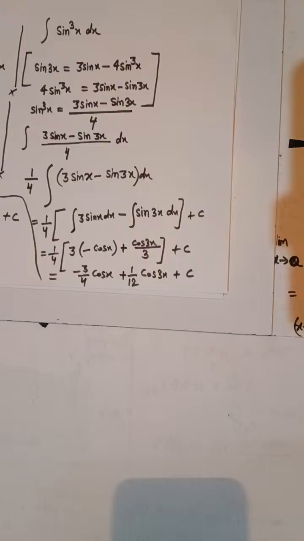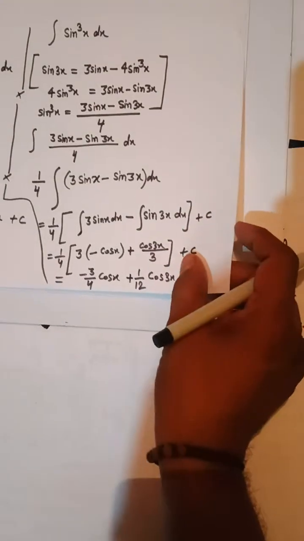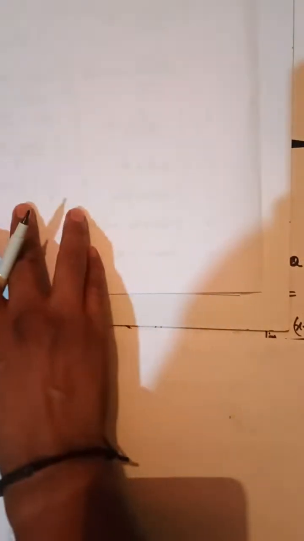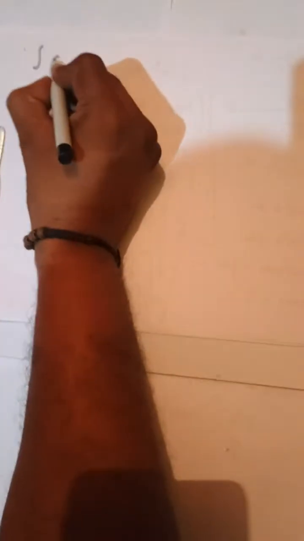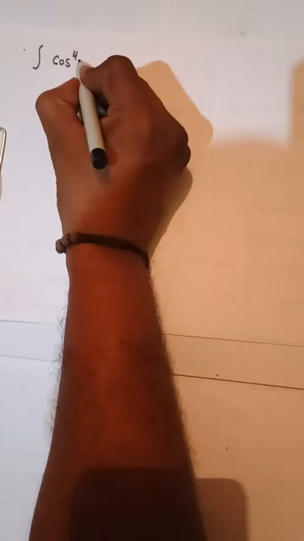Okay, we'll have one more calculation. Let's do it here. Okay, the question is integration of cos to the power 4 x into dx. Cos to the power 4 x into dx we need to find. Okay, it is not cos x, it is what? Cos to the power 4 x.